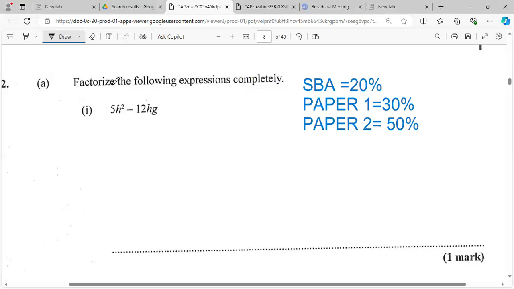Alright, this one says factorize the following expression completely. Remember, we have school, guys, we can't stay the whole day. So when you factorize, you're going to look for what is common.